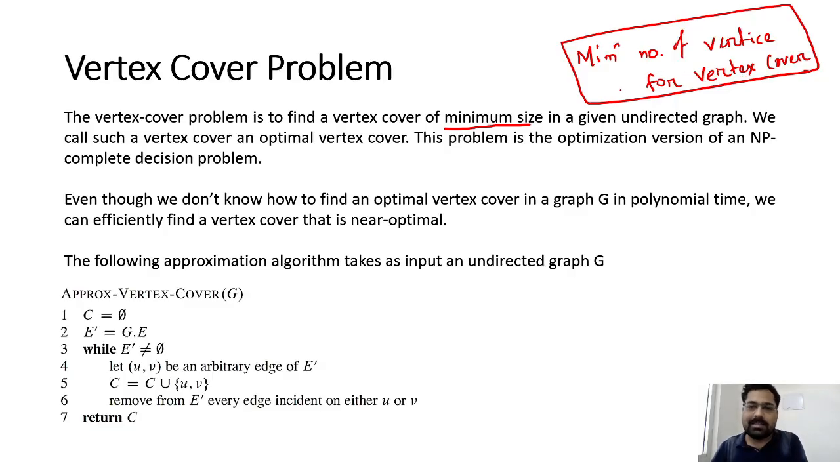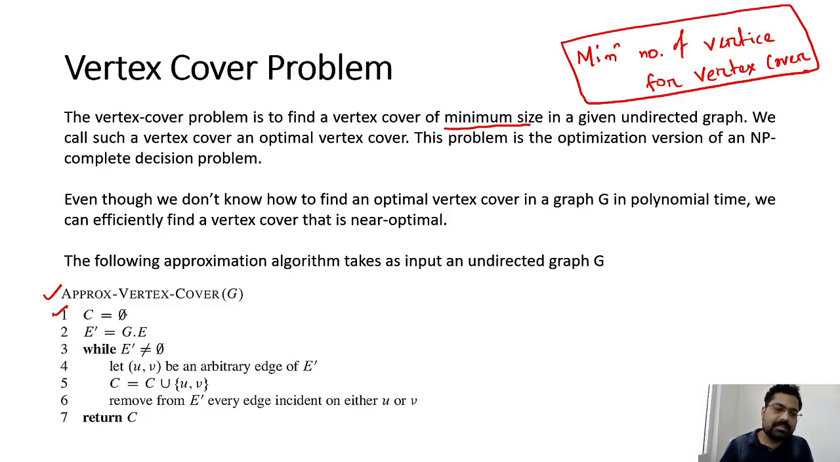Next, I must tell you I'm following the Cormen book for this problem. You can follow that one too. I'm keeping the lines and wordings the same. So this is an algorithm, and you can say the algorithm name is APPROX-VERTEX-COVER(G).